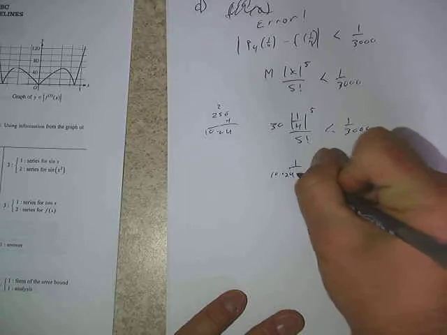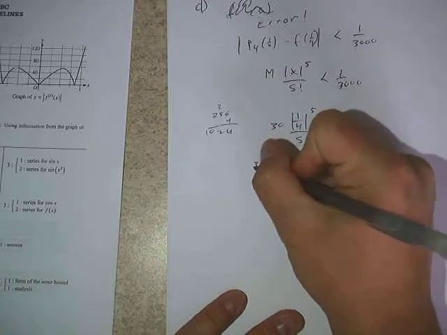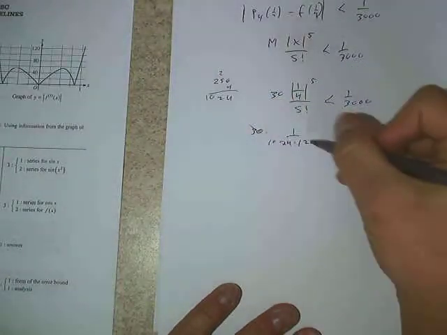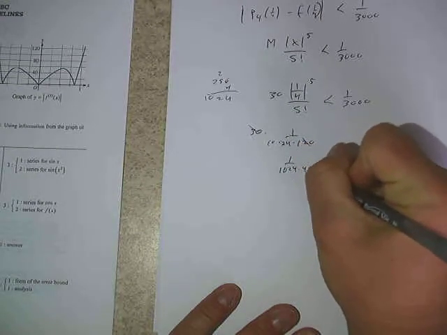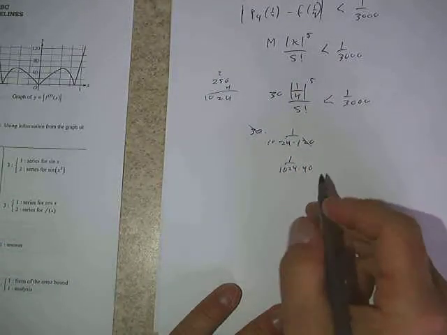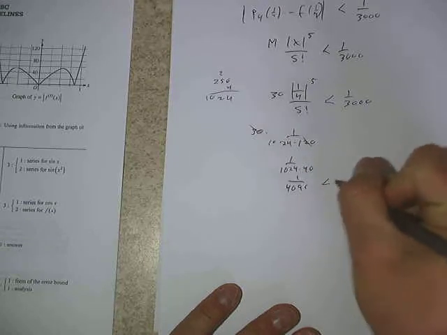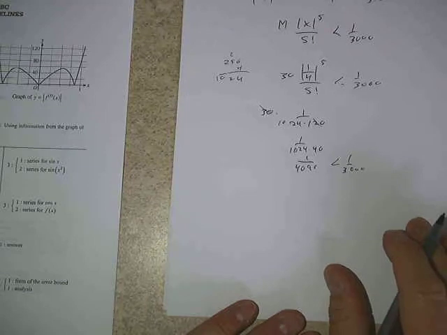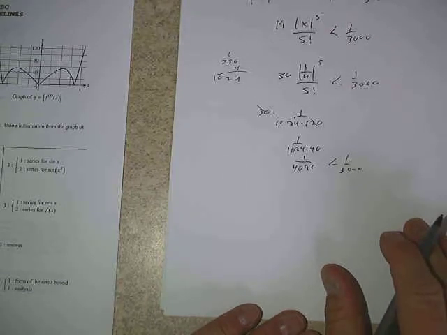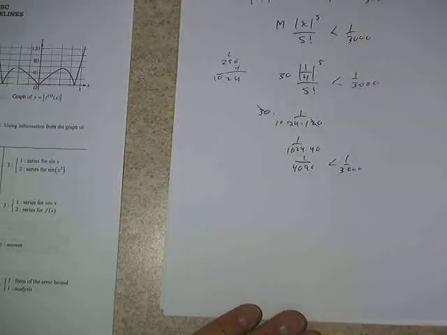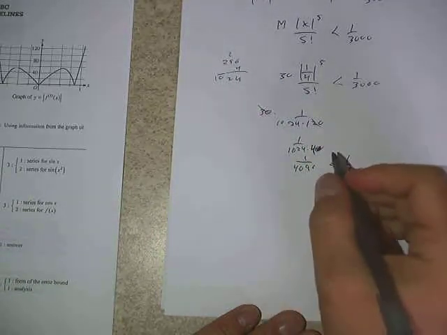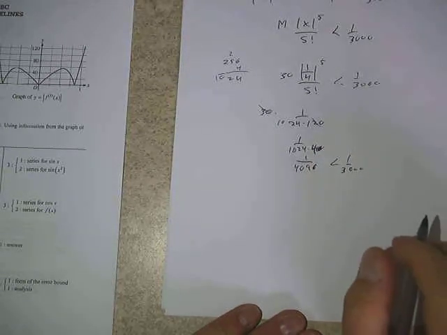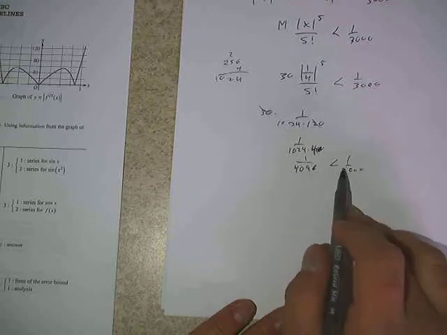This being a non-calculator problem, we're going to have to use a little bit of arithmetic here to figure out what these numbers are. If we did 4 to the 5th power, we know that 4 to the 3rd power is 64. 64 times 4 is 256. 256 times 4 is 1,024. So this would be 1 over 1,024 times 5 factorial. We know 5 factorial is 120. Keep in mind we also have 30 up here. If we cancel, we're going to get 30 and 120, which make 4. So we'd ultimately have 1,024 times 4, and if we do 1,024 times 4, we're going to get 4,096.